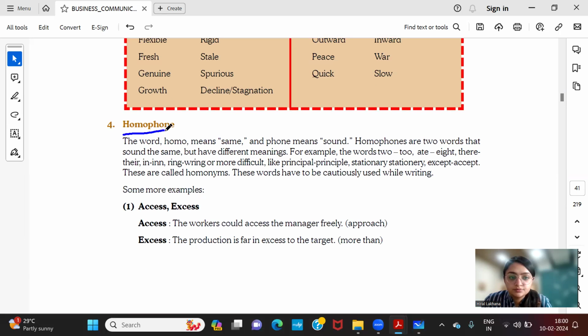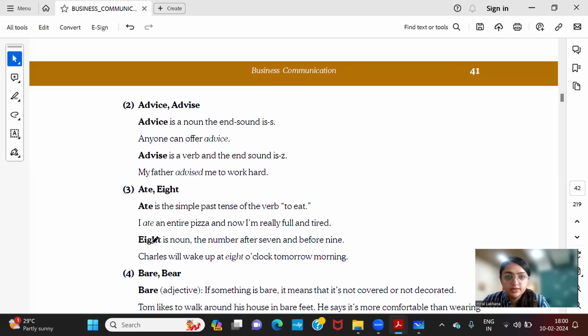So homophones. The first one we have is access and excess, the one that we dealt with earlier. And then there is advice with a C and advise with an S. So advice with a C is basically a noun. The father gave his daughter advice. So that becomes a noun that is used.